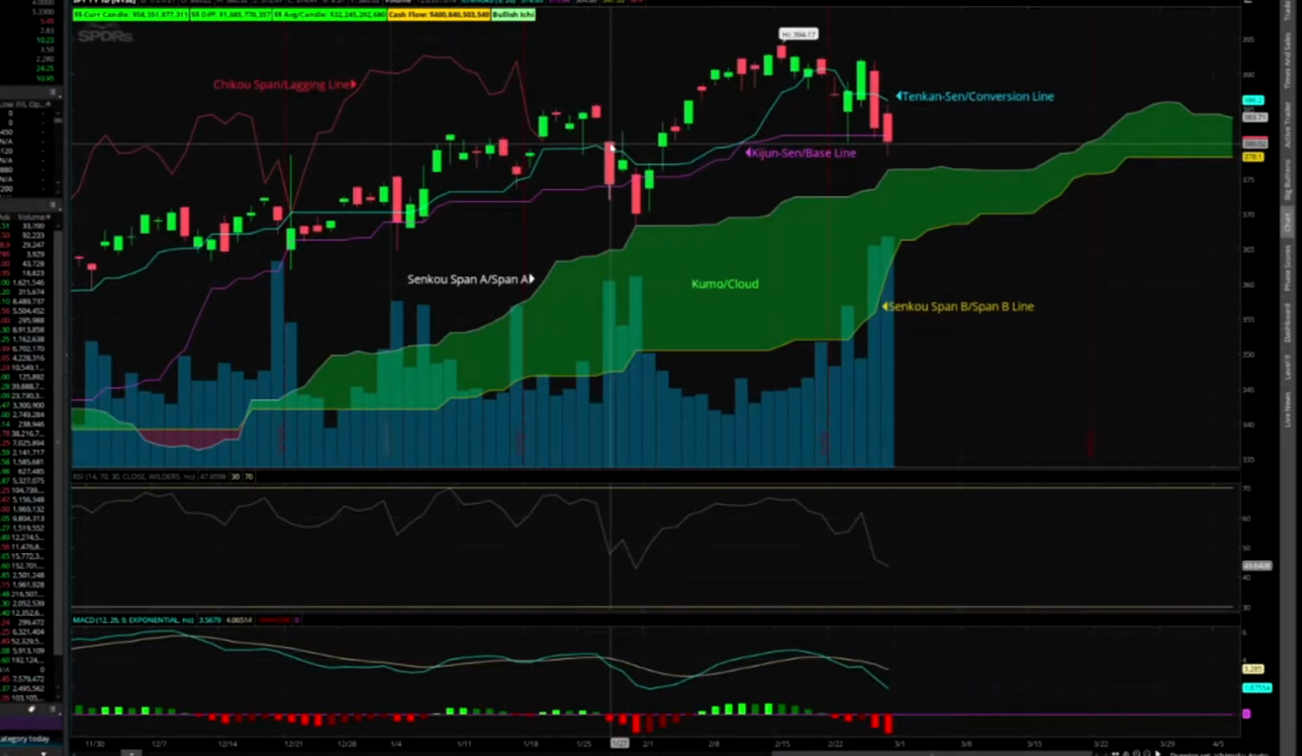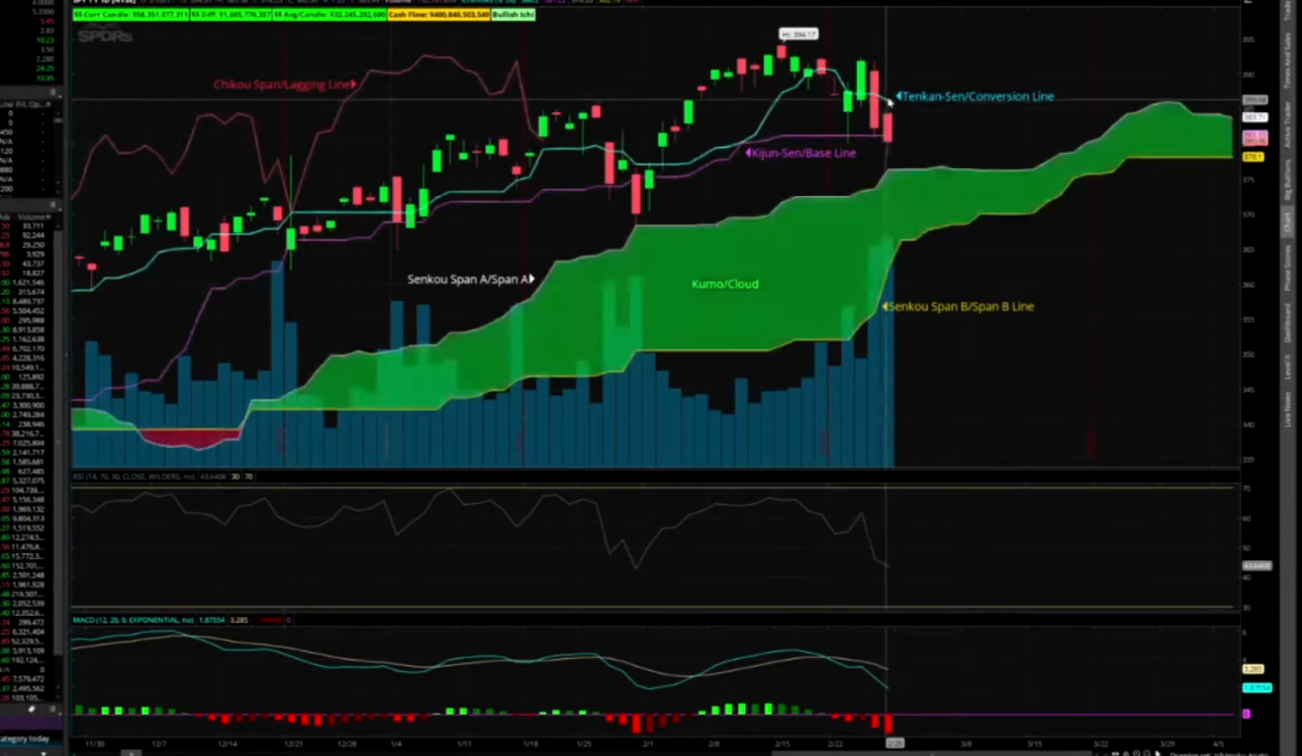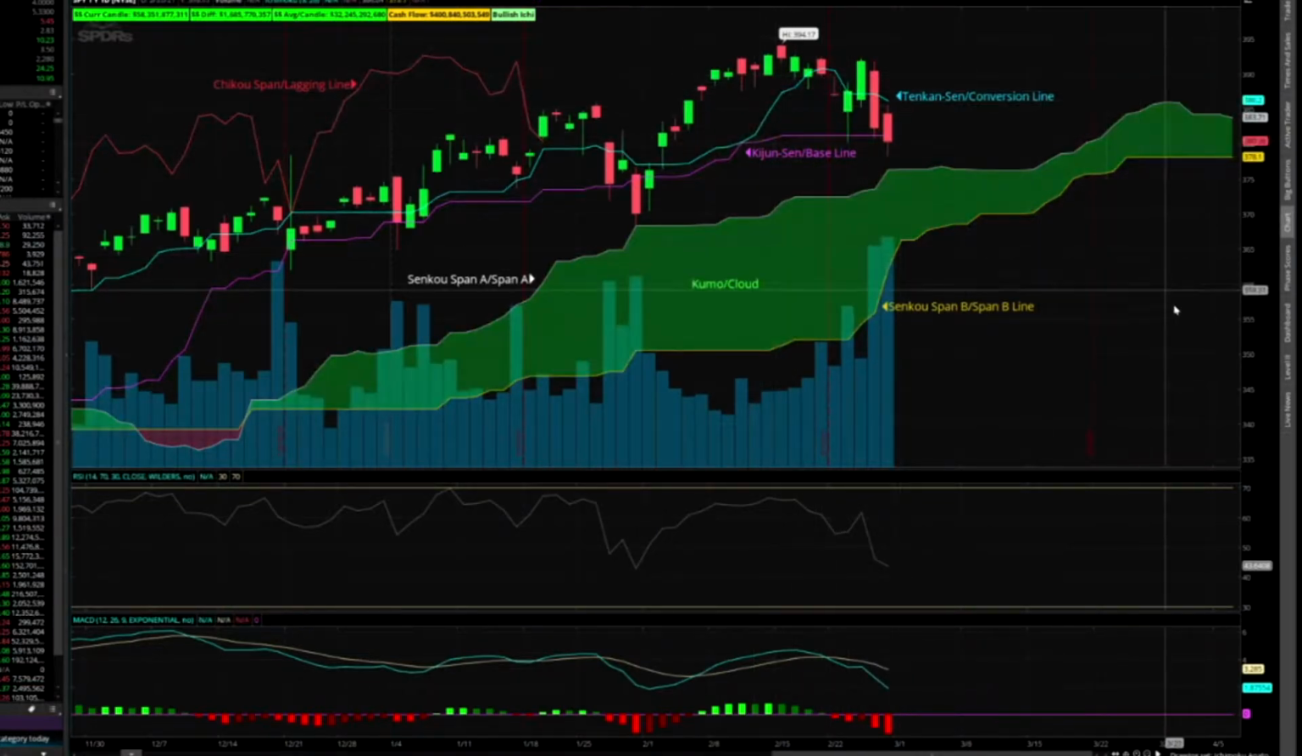If the price of the stock is above the Tenkan-sen conversion line, then the Tenkan-sen conversion line will act as support, and vice versa if the price of the stock is below the line. So in this case, you see right now, the price of the stock is below the Tenkan-sen conversion line. That means this line is currently acting as resistance.